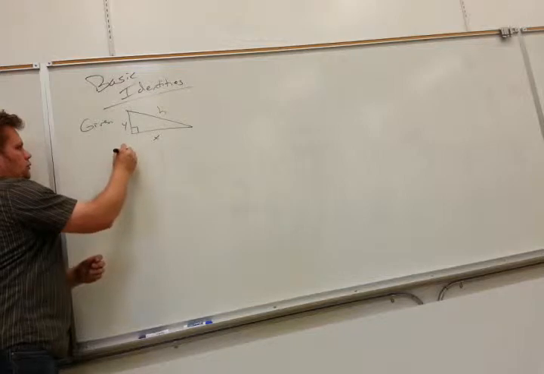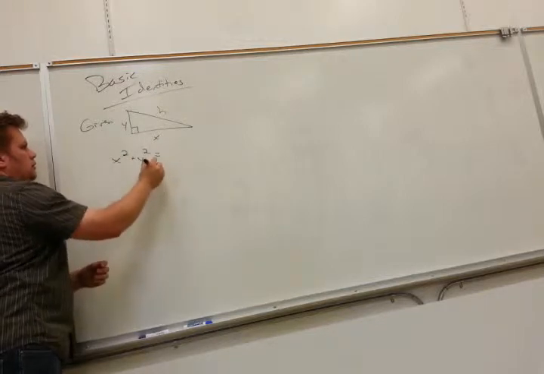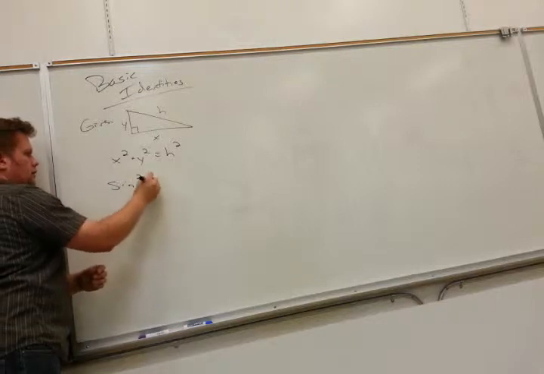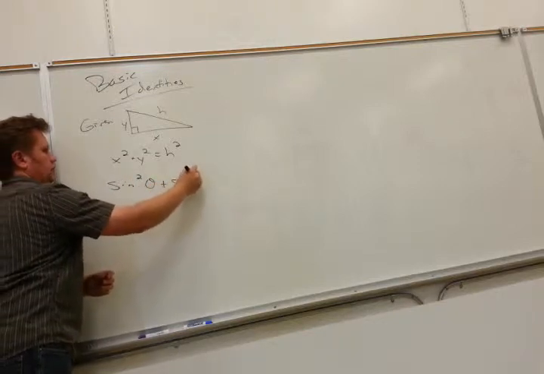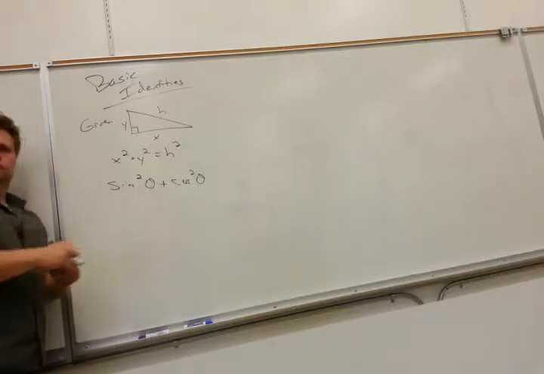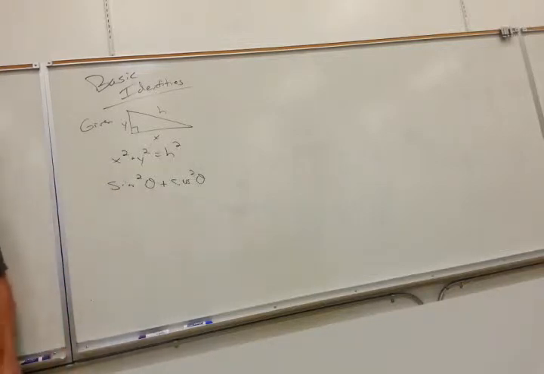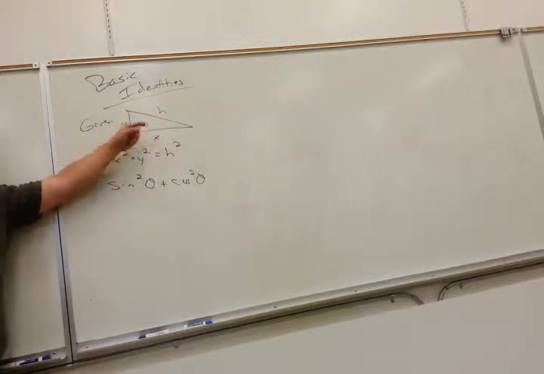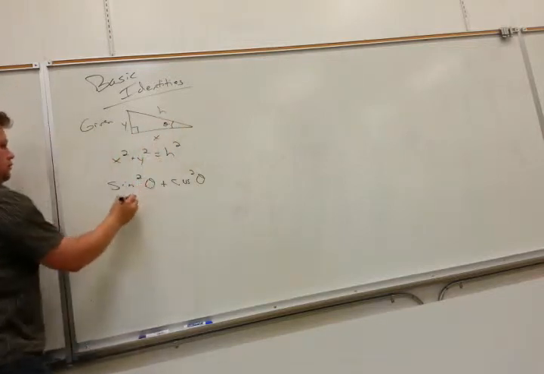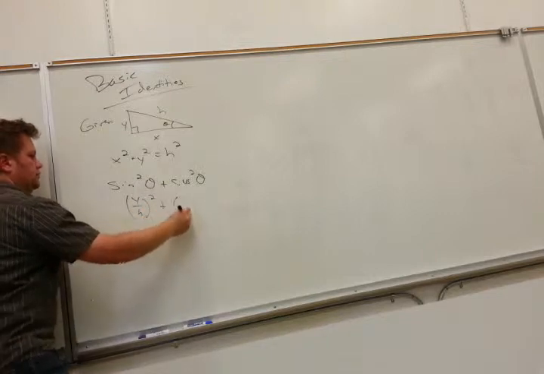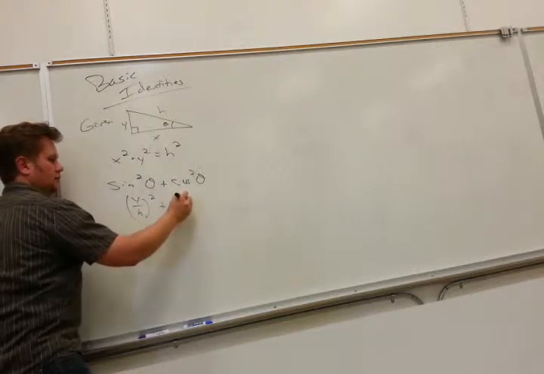What's x squared plus y squared? H squared. So if I take sine squared of an angle plus cosine squared of an angle, we don't know yet. What is sine defined to be for a given triangle? Sine is y over h. Cosine is x over h.